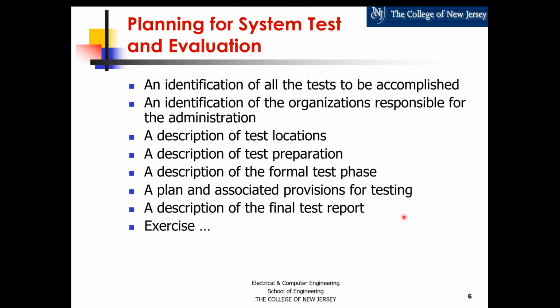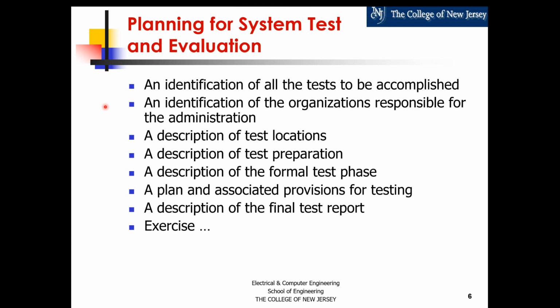So how do we plan for a successful system test and evaluation? The most important thing, just like we did when we were planning for the product, and we tried to gather holistically and completely all the product requirements, is to identify all the tests that need to be accomplished. And so there is no substitute for good planning, and I think that we have that being a continuous theme throughout the course. So an identification of all the tests to be accomplished, and also who's responsible for doing that.